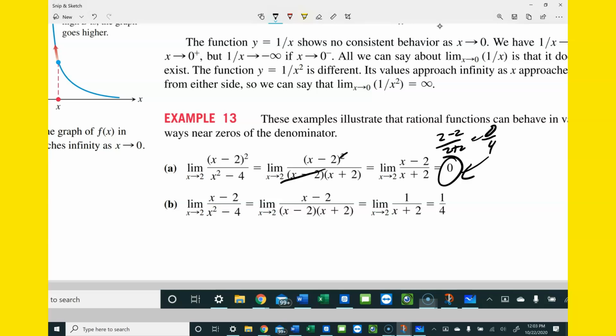Let's look at this one. So this time we factor the bottom. We get x minus 2, x plus 2. That cancels, and we're left with 1 over x plus 2. And if you plug in 2 now, you get 1 over 2 plus 2, which is 1/4. So these aren't really infinite limits anymore. This is kind of just a different topic.